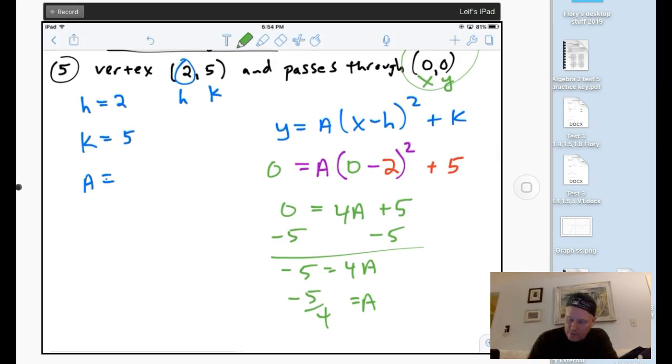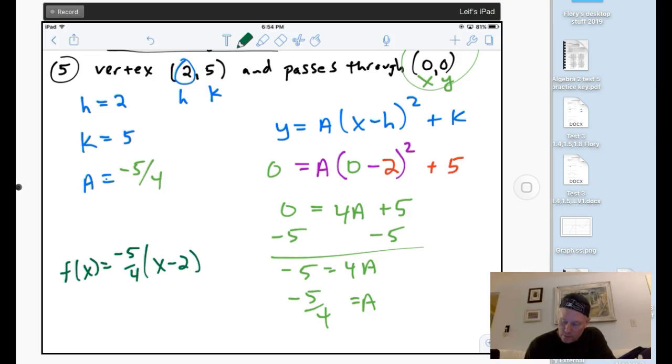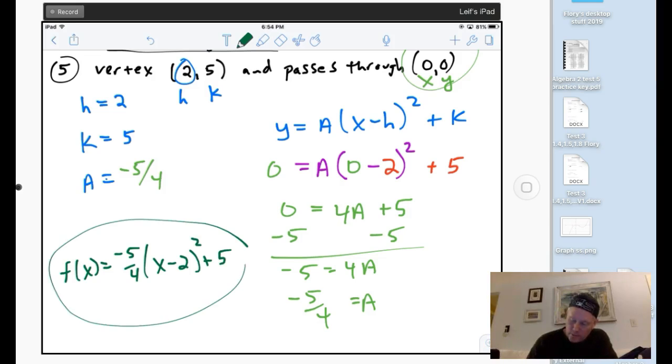So now I've got the 3 things I need, and I can write down my answer, okay? Pull it all together and go, that I'm doing f of x here. I'm doing f of x equals a, negative 5/4, times x minus h, which is 2, squared plus k is 5. And there's the answer, okay? And that's how you do these kind of problems.